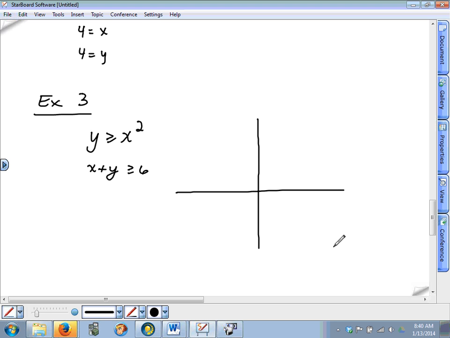So the top one's pretty easy. y is greater than or equal to x squared. What type of graph is just plain old x squared? It's a parabola whose vertex is 0, 0. 1, 1 is also on the graph. Negative 1, 1 is on the graph. Because it's greater than or equal to, it's a solid parabola. Would you ever get two equations where one is equal to and one is greater than? I suppose it's possible, but not on this.